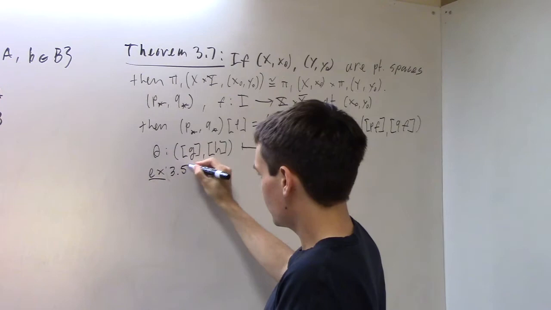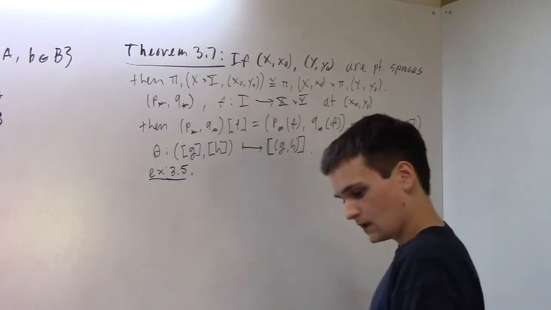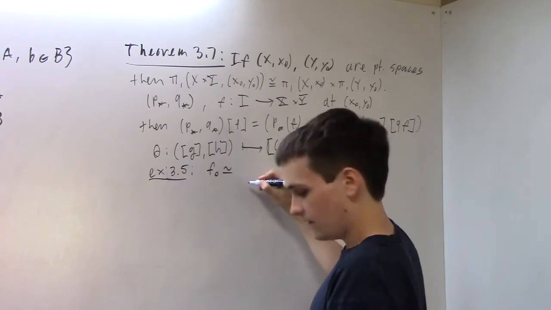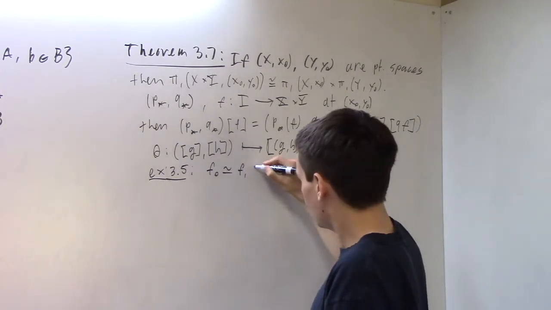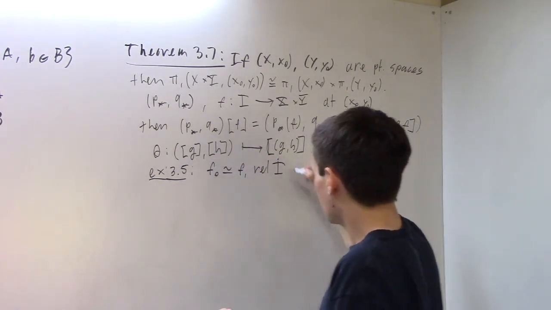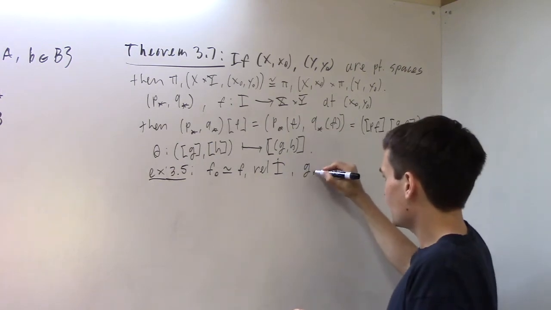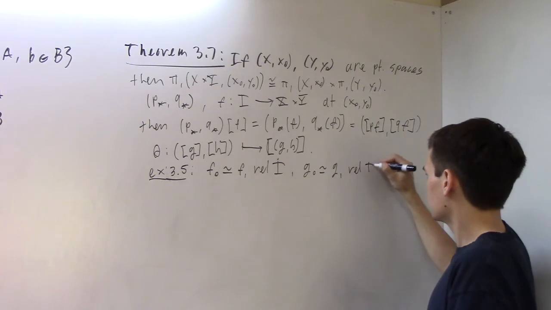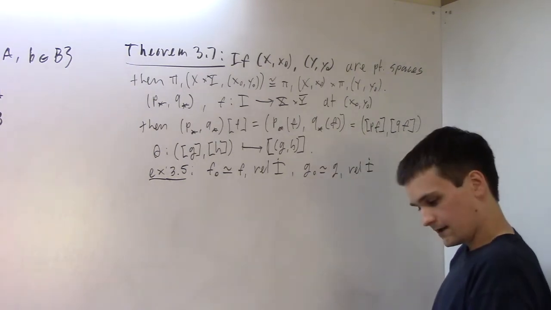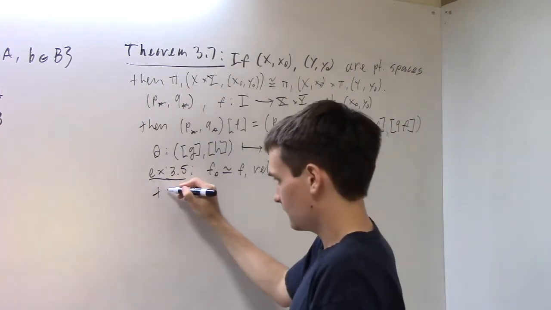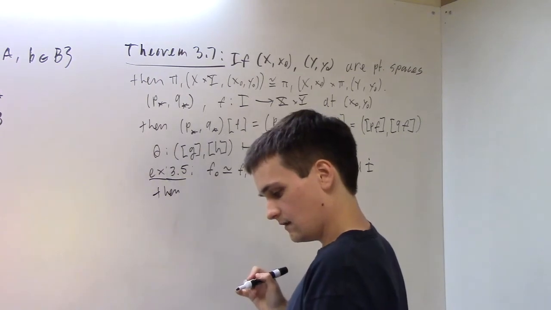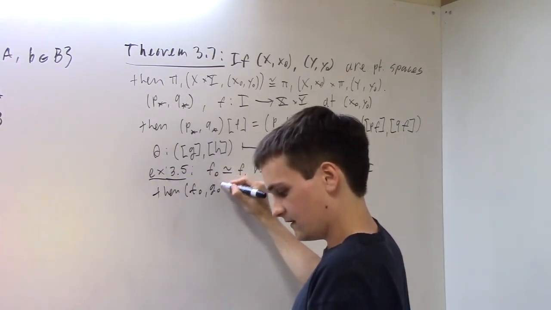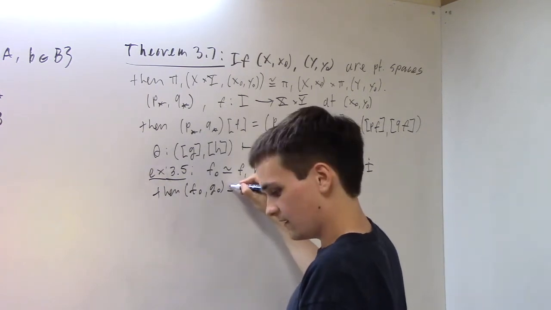Exercise 3.5. Essentially, all it is, if you have f naught homotopic to f1 rel I dot, and g naught homotopic to g1 rel I dot, then, typesetting's a little dicey there, f naught, g naught.